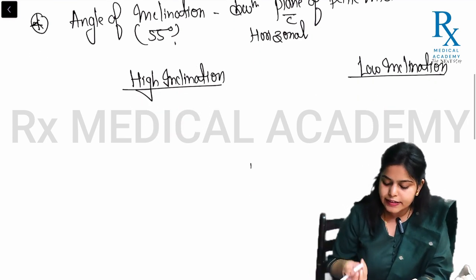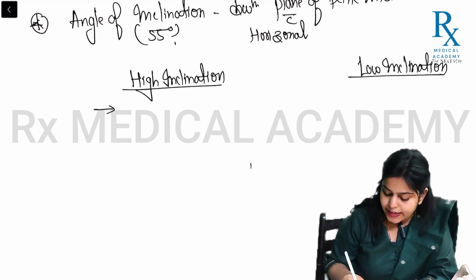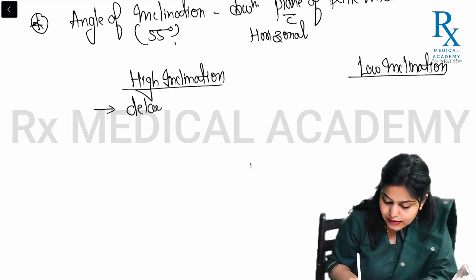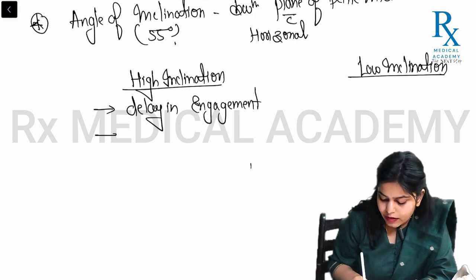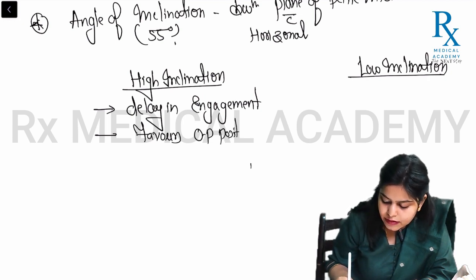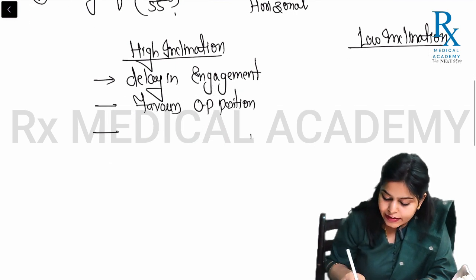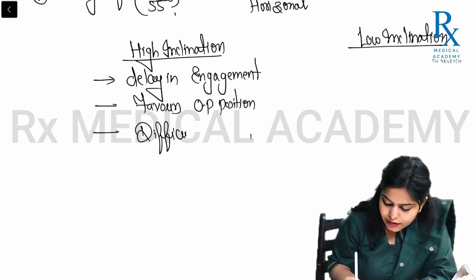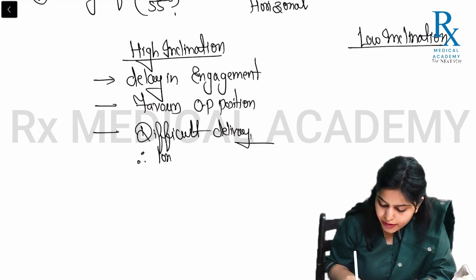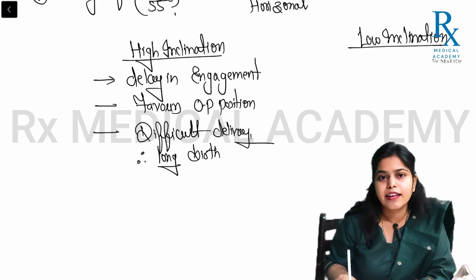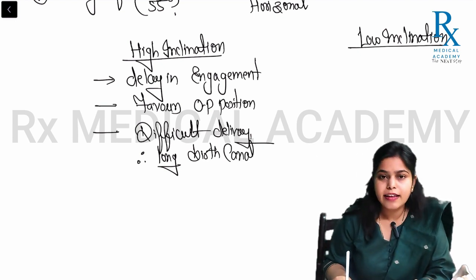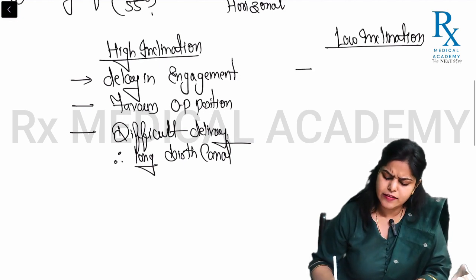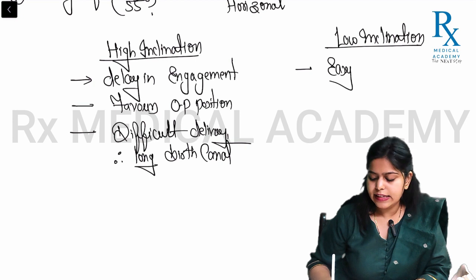In high inclination, the angle will increase. Obstetric significance is delay in engagement, and it favors occipito-posterior position and difficult delivery. Why? Because of the long birth canal. And low angle of inclination has only one significance, that is easy engagement of the fetal skull.